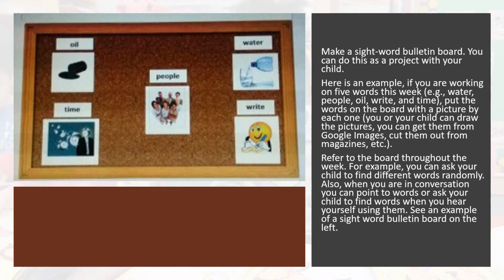For example, you can ask your child to find different words randomly. Also, when you are in conversation, you can point to words or ask your child to find words when you hear yourself using them. See an example of a sight word bulletin board on the left.